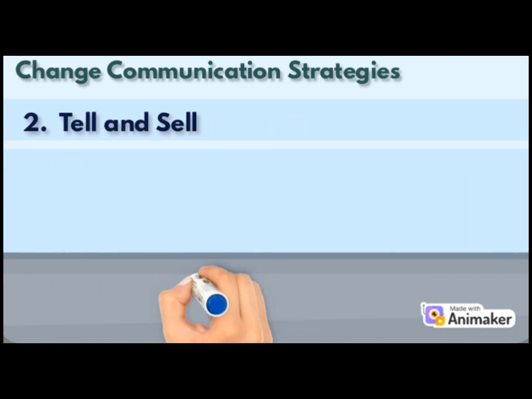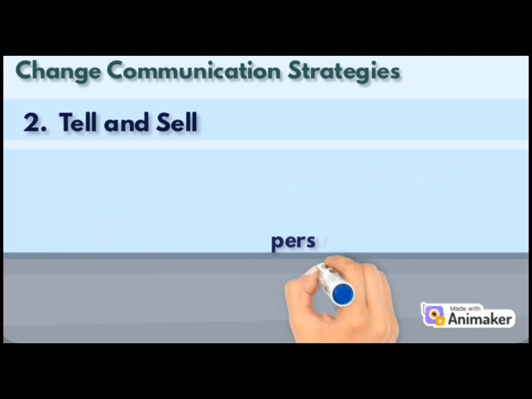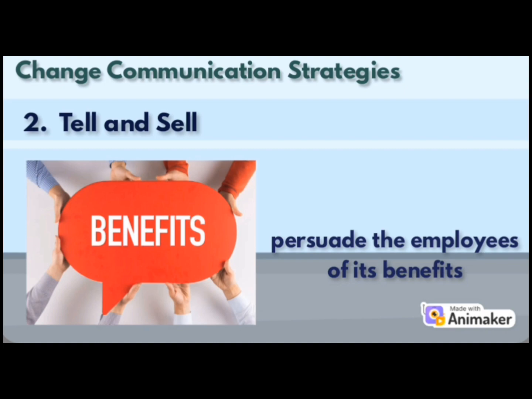Tell and sell. Give out only what management considers relevant. Management shares selected information that they consider relevant to the employees. After presenting the information, they try to persuade the employees of its benefits. This approach limits employees' access to information and may not always address their concerns fully.